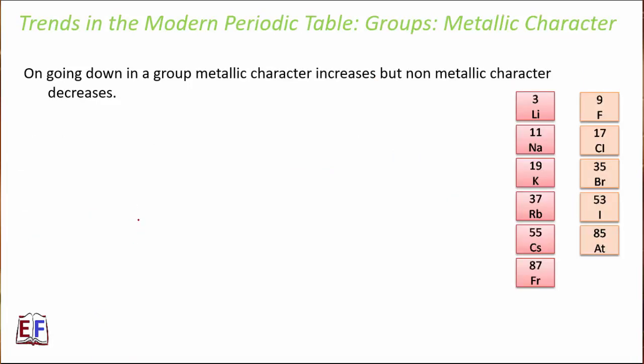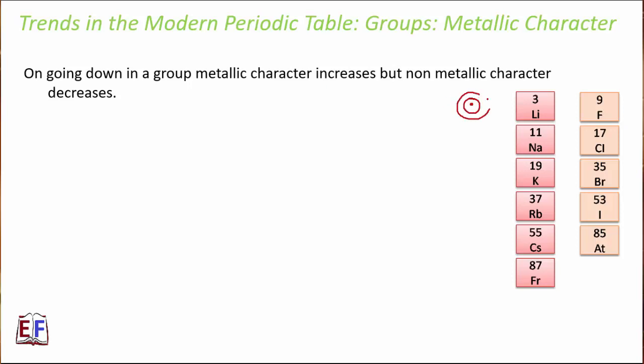Next, metallic character. So metallic character increases down the group, but non-metallic character decreases down the group. Now why is it so? As we go down, the size of the atom increases. Therefore, the force of attraction between the nucleus and the electrons decreases. Right? Because as we go down, what is happening?